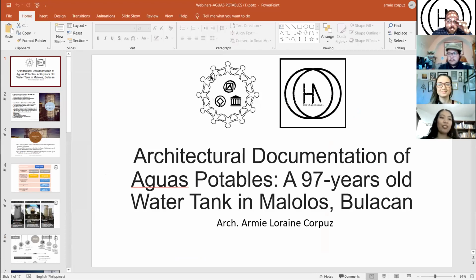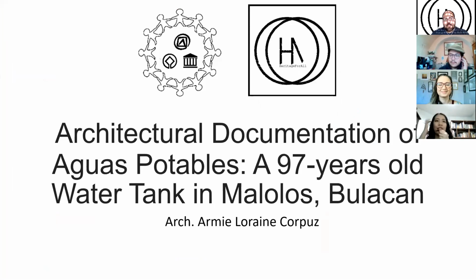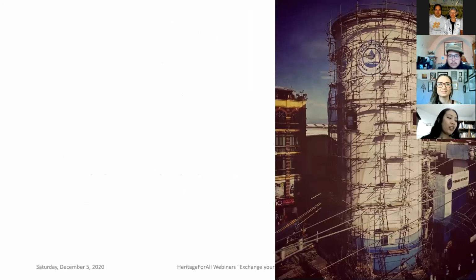Hello, good day, everyone. I'm here to present the architectural documentation of Aguas Potables. It is a 97 years old water tank in Malolos, Bulacan. Aguas Potables means potable water. At that time, it was the source of potable water of Malolos, Bulacan. Historical structures are a representation of innumerable achievements of our ancestors.